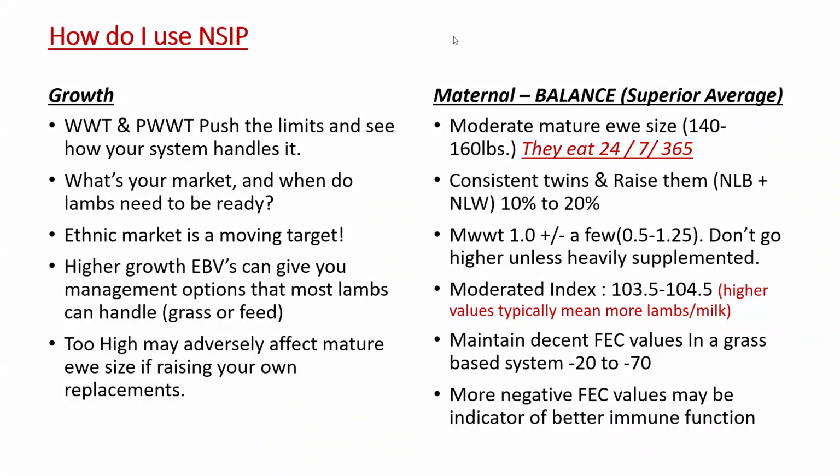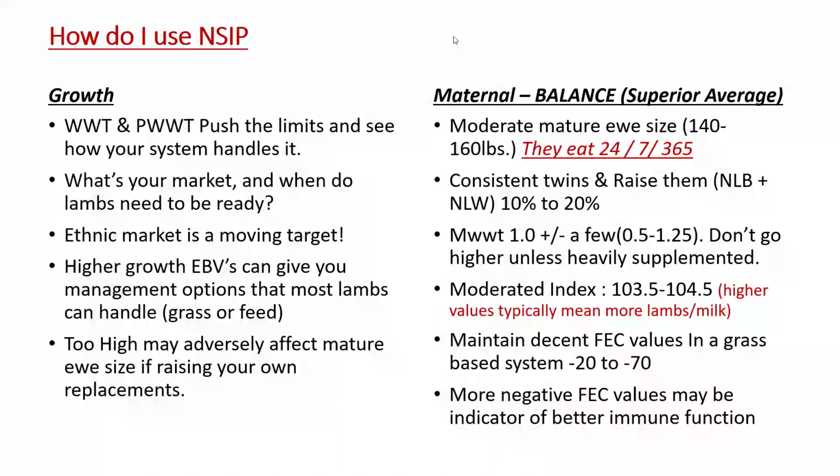As far as I'm concerned with ewes and those maternal traits, I want to have a ewe that's going to be a consistent twinner. She's going to raise them. So if I look at those number of lambs born and number of lambs weaned categories on that percentile ranking, I'm going to want to hold somewhere between that 10% and 20% range. If you get much higher than that 20% range, especially on the number of lambs born, that's probably an indicator that she's going to be having a lot of triplets.